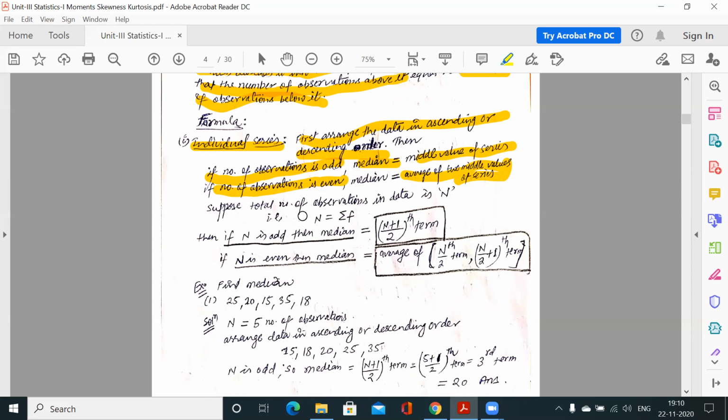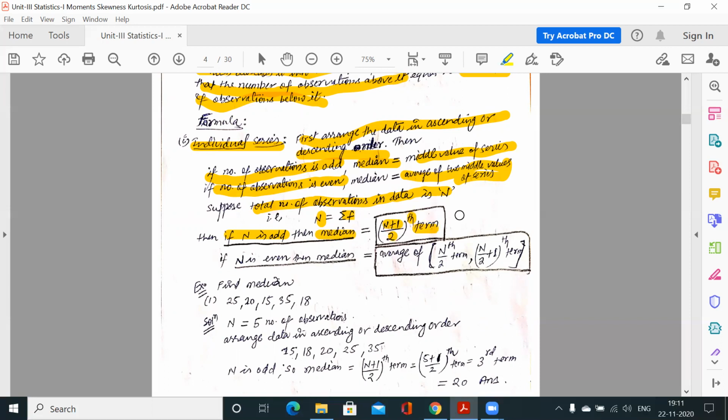So how to do that mathematically? Mathematically, the total number of observations in the data is n. We represent this by capital N. Summing up all the frequencies, summation f, we get capital N, which is the total number of observations. If this number is odd, then how to calculate the median: it is the (N plus 1) by 2 term in the data series.